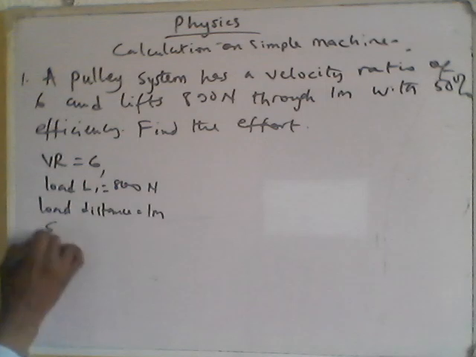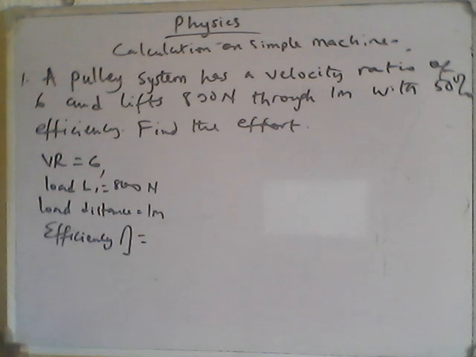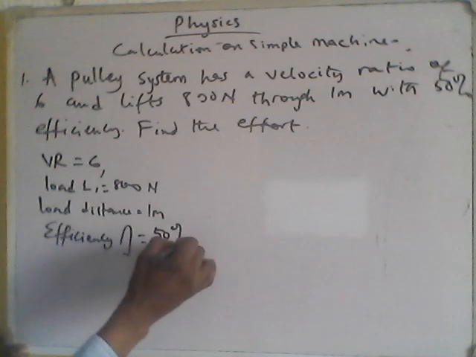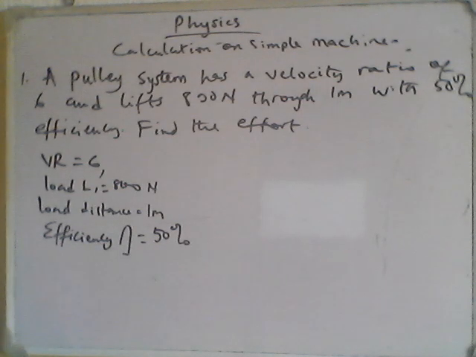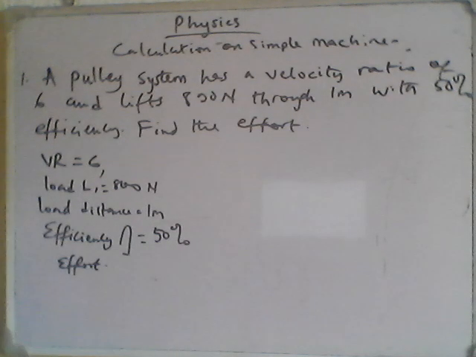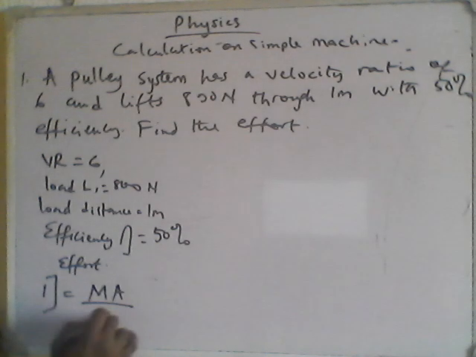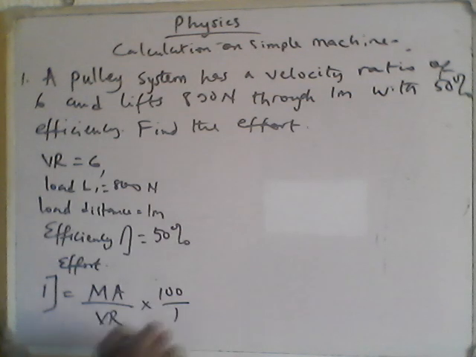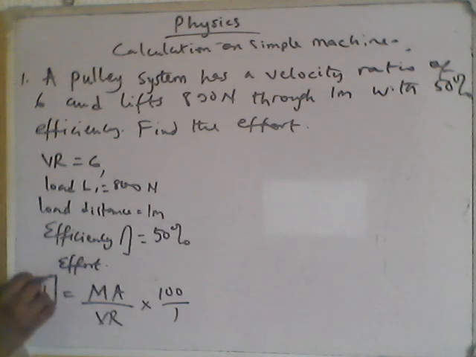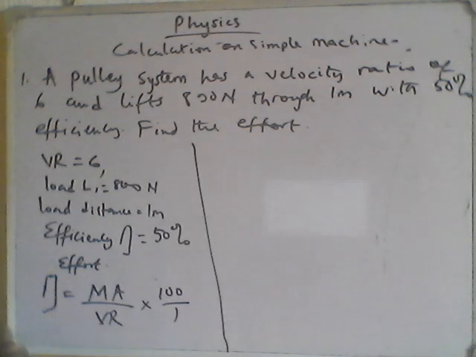We're given efficiency, sometimes expressed as this, as 50%, and we are to find the effort. Now we also know that efficiency is given as mechanical advantage MA over velocity ratio VR times 100 over 1. So efficiency is given as mechanical advantage over velocity ratio times 100 over 1. So I'll quickly get the mechanical advantage.